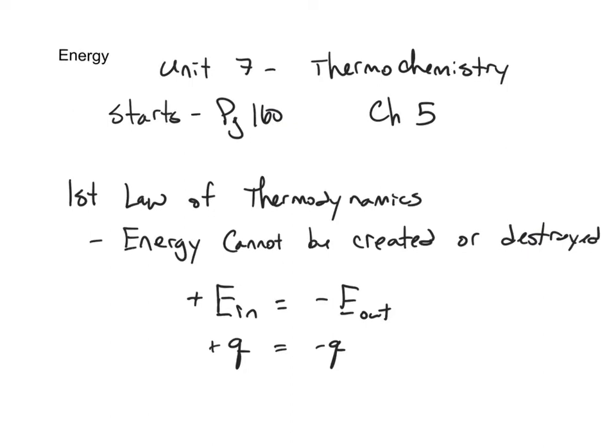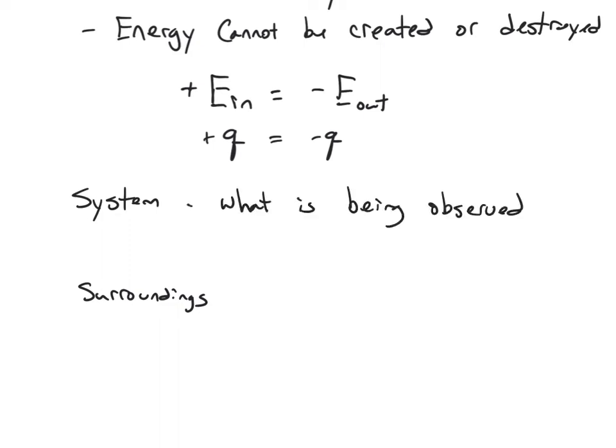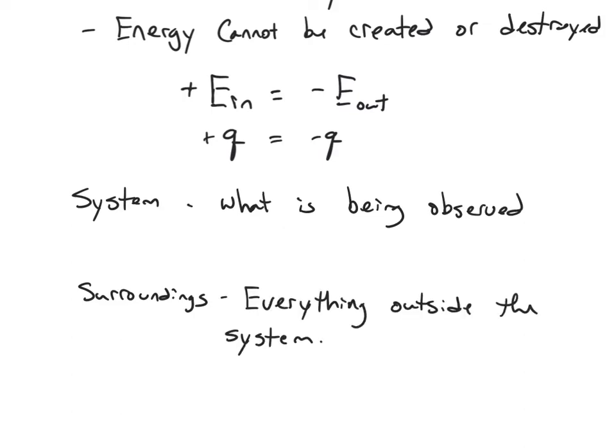And before we go any further, it's important that we define a couple of different words, really, and those are system and surroundings. Now, the system is what's being observed. Sometimes the system is a sample of gas, or sample of solid, or sample of liquid. Sometimes a system is an entire chemical reaction. But either way, the observed matter, or the observed situation, is the system. And the surroundings, as you'd probably figure out, is everything that's not the system. Everything outside the system is considered the surroundings.